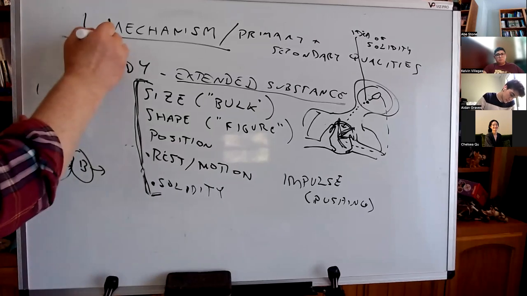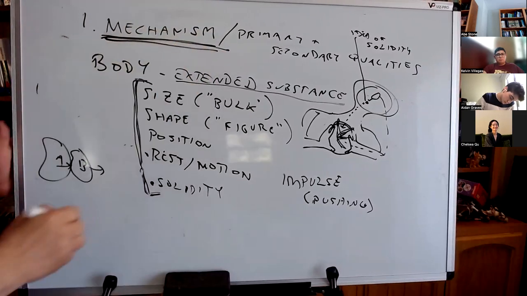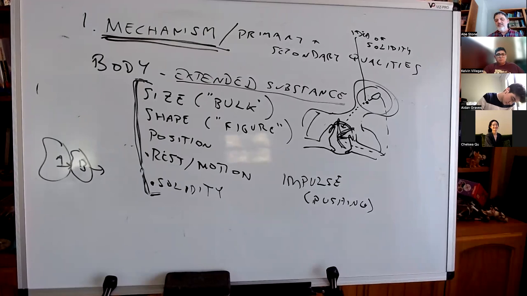Okay. And mechanism, there are different uses of this word, but I think this is the strict use of it. Mechanism is the view that the properties that every body must have are the only properties that bodies really have. I haven't said what "really" means yet. That's going to be key. But the only properties bodies really have are these properties that all bodies must have.